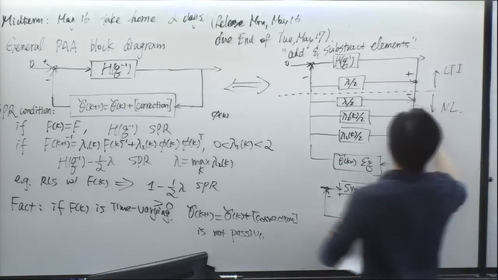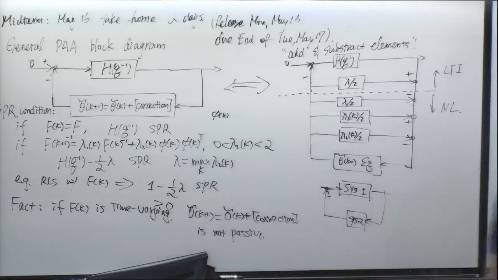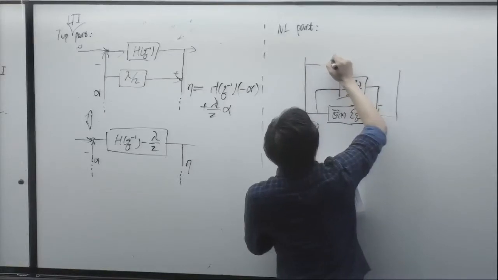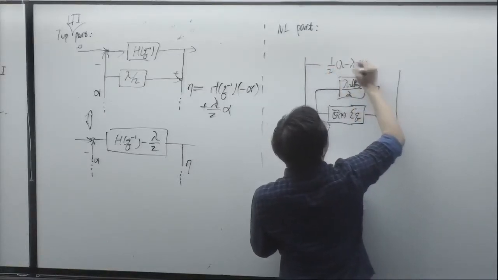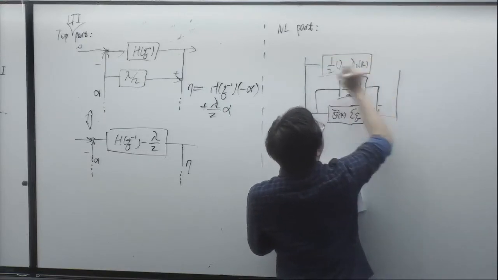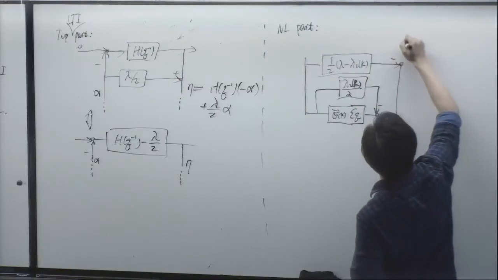The signs are different. So you can see one is negative, one is plus. I'm going to combine them in a way to have half of lambda minus lambda 2k with a negative sign here.